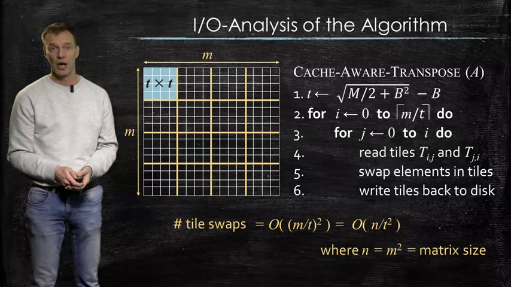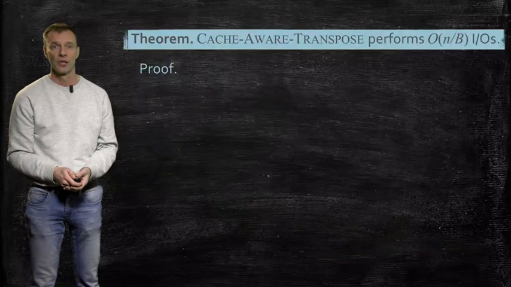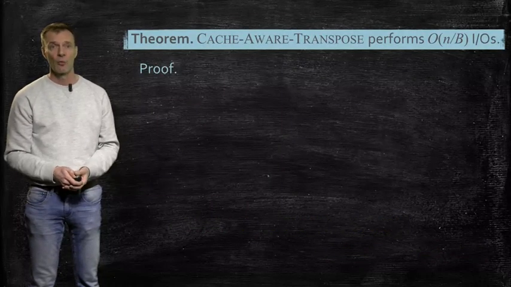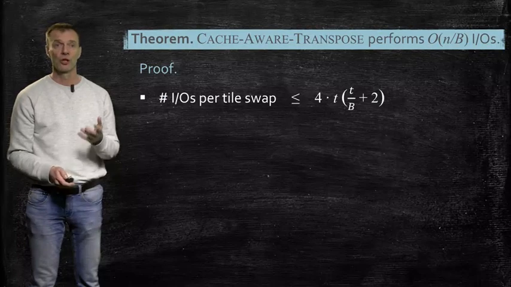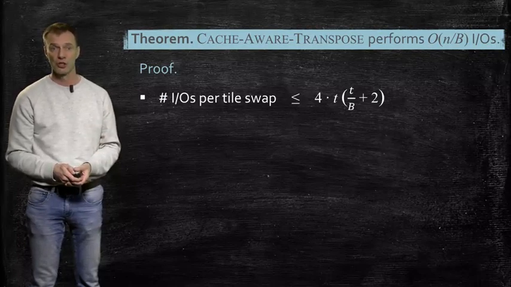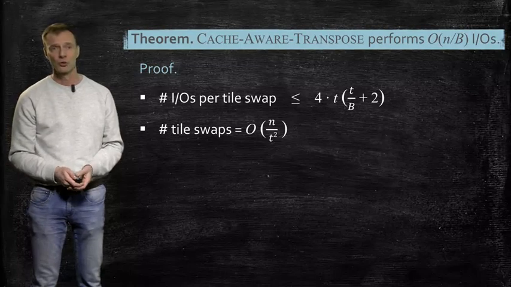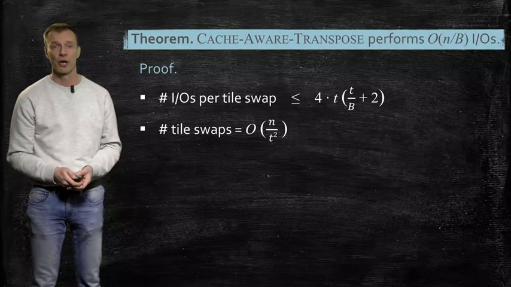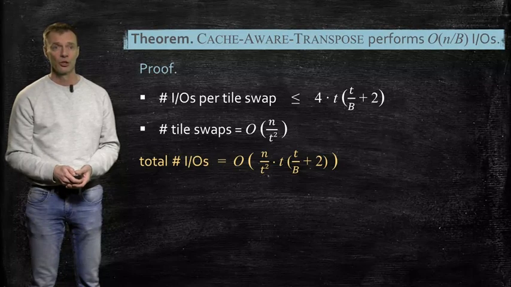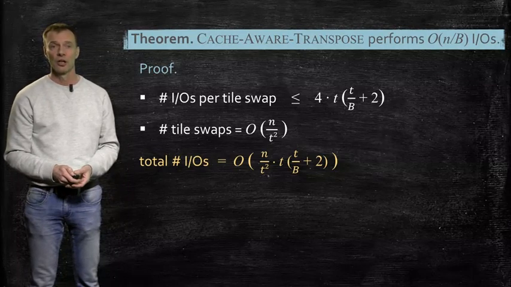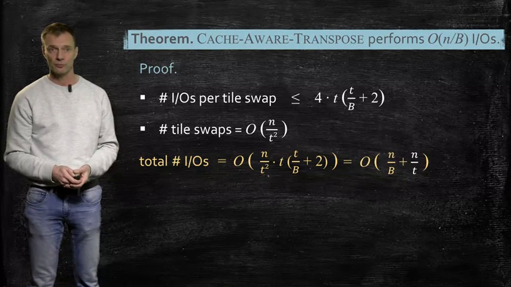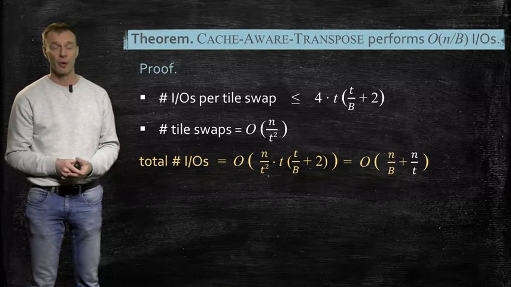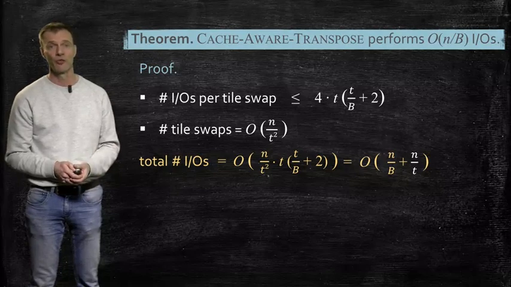It's order n divided by t squared, where n is the total size of the matrix. N is m times m. Okay, so now we can wrap it up. How many IOs did we do per tile swap? Well, 4 times (t over b plus 2). How many tile swaps? Well, order n divided by t squared. So in total, we have to multiply these 2, and then we get the following number. Okay, so here you see n divided by b, and that was what I was promising you before, plus n divided by t.